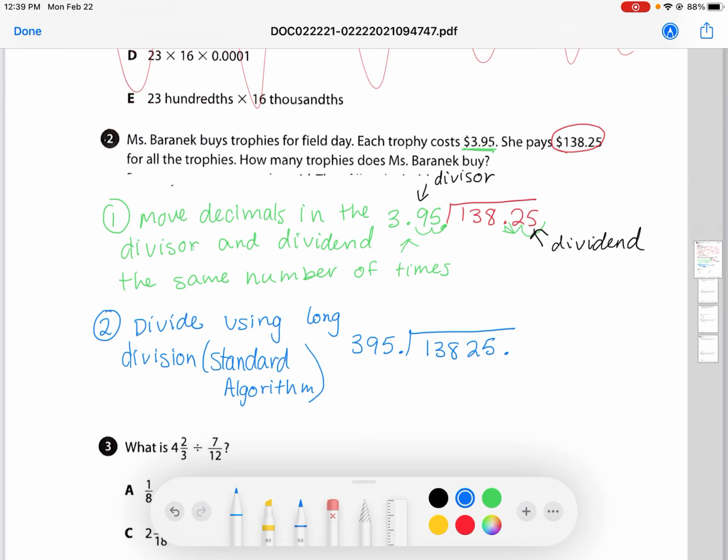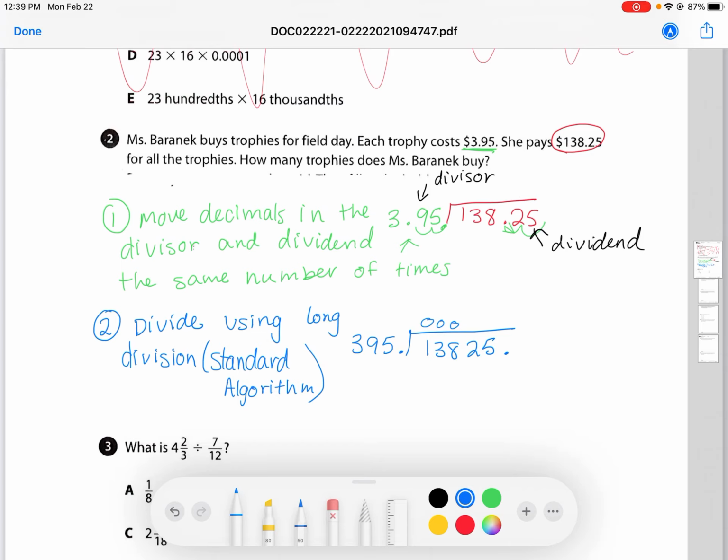Okay, so first thing that I'm going to do is I'm going to see how many times can 395 fit inside of these numbers here? So 395 can fit into 1 0 times. 395 can fit into 13 0 times. 395 can fit into 138 0 times.